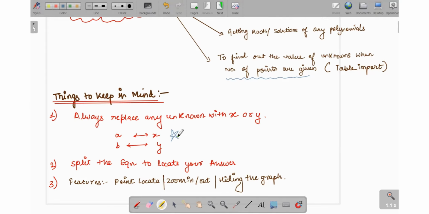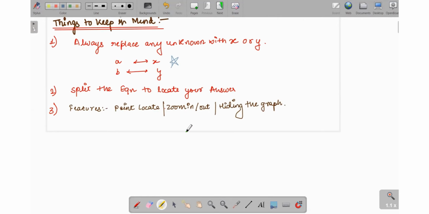After that, you are supposed to split the equation into two parts so that you can locate your answer. Sometimes you put the entire equation on Desmos, and when you try to find the answer on the graphical part on the right side of Desmos, it doesn't locate, right? So what are we supposed to do? We are supposed to split the equation into two parts, and the intersection point of the two graphs or curves will be your answer.